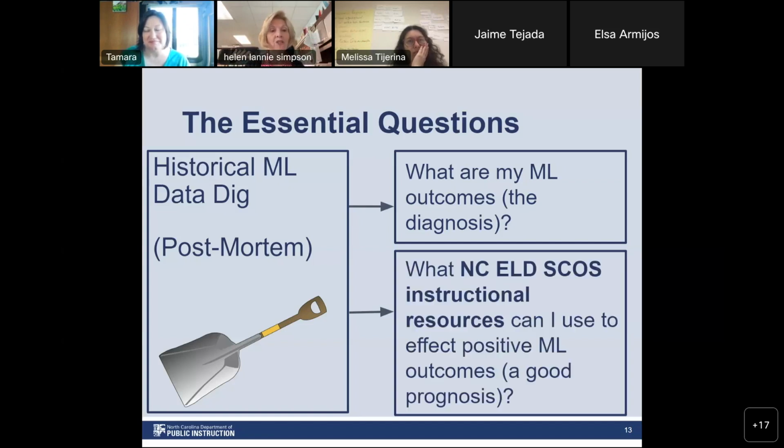And so our next question would be, we're going to dig around and we are going to look at the North Carolina ELD Standard Course of Study, and we're going to look at instructional resources that accompany the standards that DPI has developed, and think about how we can use those resources to affect positive outcomes for our multilingual learners. In other words, we want to have a good prognosis.